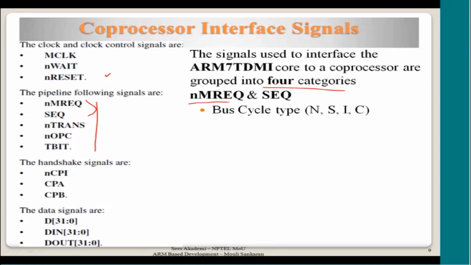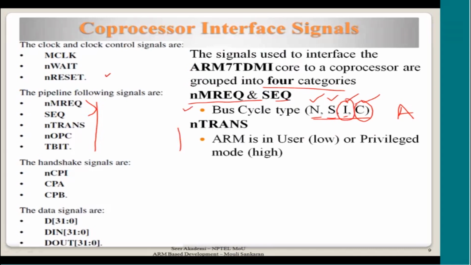So if you recall, we have seen about 4 different cycles the ARM core can be in. What are they? Non-sequential cycle, sequential cycle, internal cycle and coprocessor cycle. Whenever ARM encounters a coprocessor instruction, it is in a coprocessor cycle. Otherwise, it is a sequential or non-sequential memory access, or it is doing something internally, like a register transfer. So the coprocessor also should see all these cycles.